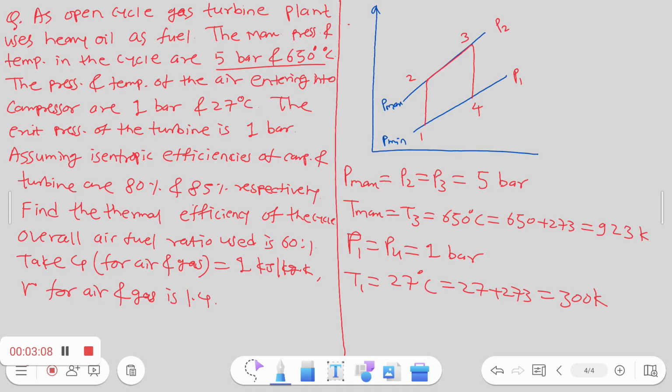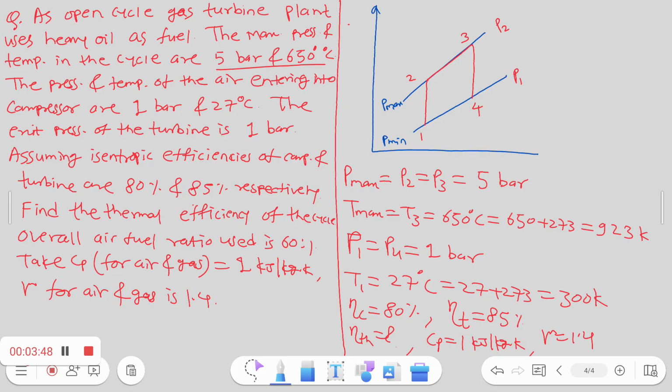Right? Efficiency of compressor and turbine: compressor efficiency is 80% and turbine is 85%, right? And what we need to calculate? Thermal efficiency. Okay, thermal efficiency needs to be calculated, and other values are given. Cp for air and gas is 1 kilojoule per kg Kelvin, and gamma is equal to 1.4 for both air and gas. This is the data, right?